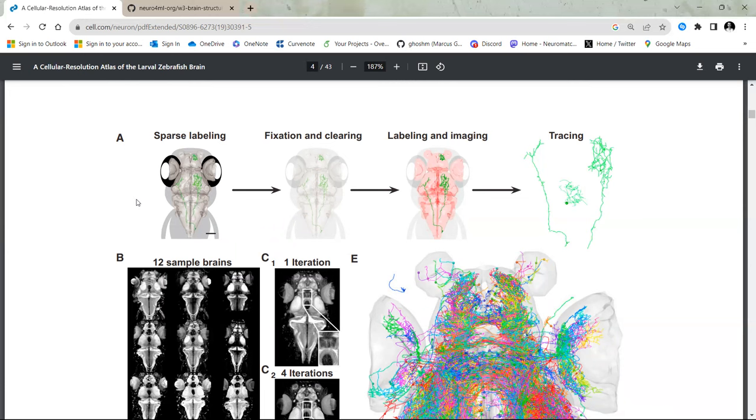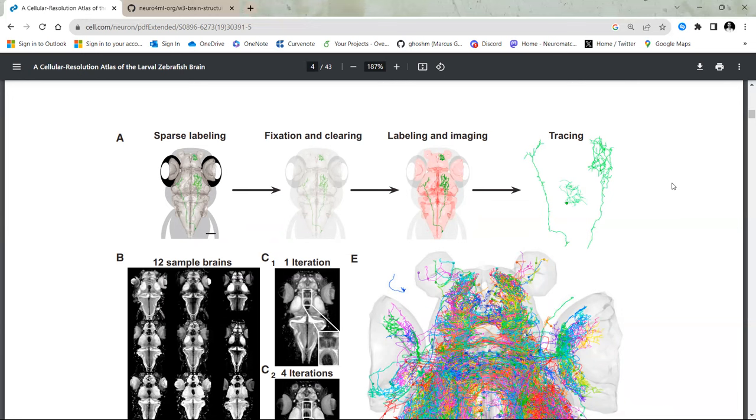What the authors did in this study was to use some genetic tricks to label one to two neurons in a fish brain fluorescently, and those are marked in green. They then imaged each fish under a microscope and traced all of the neurons' morphologies to get 3D morphologies. So what that left them with was a collection of one to two neurons per fish.